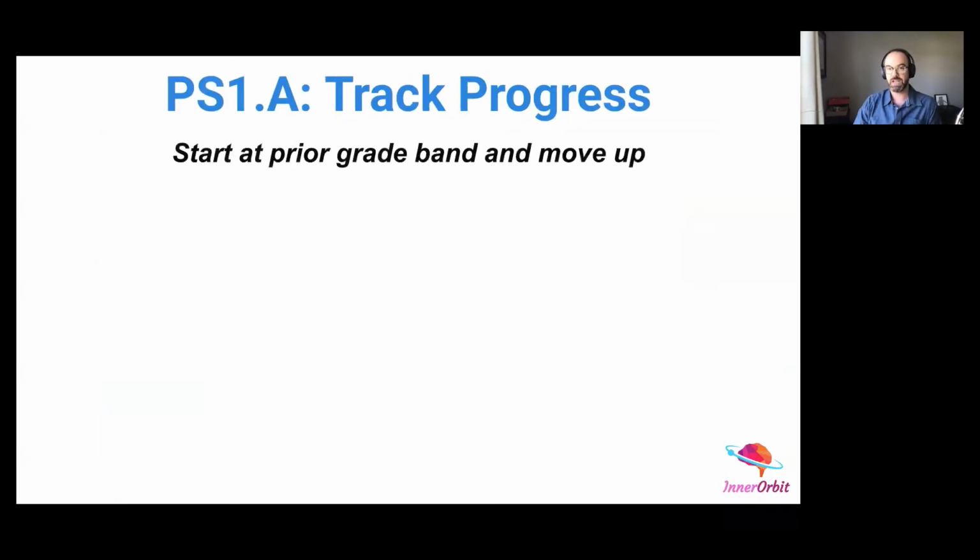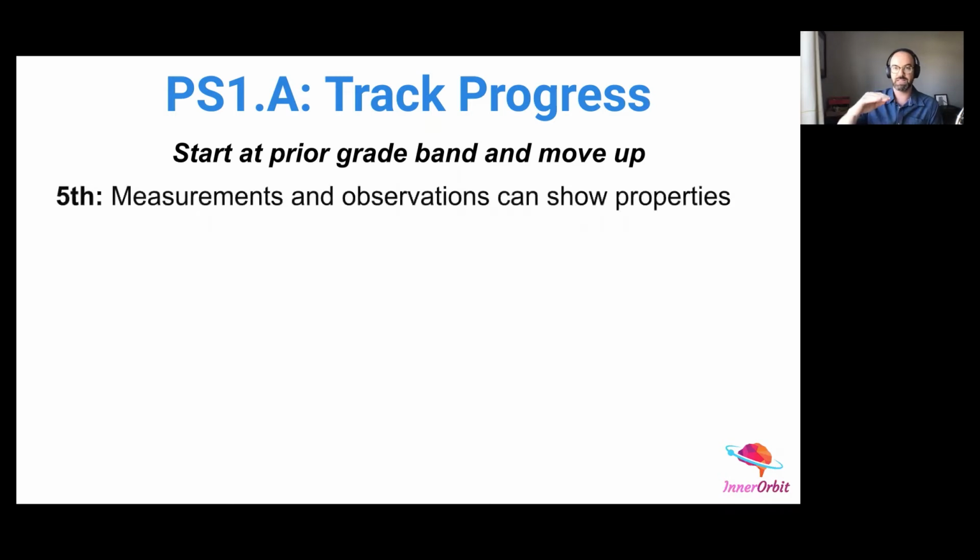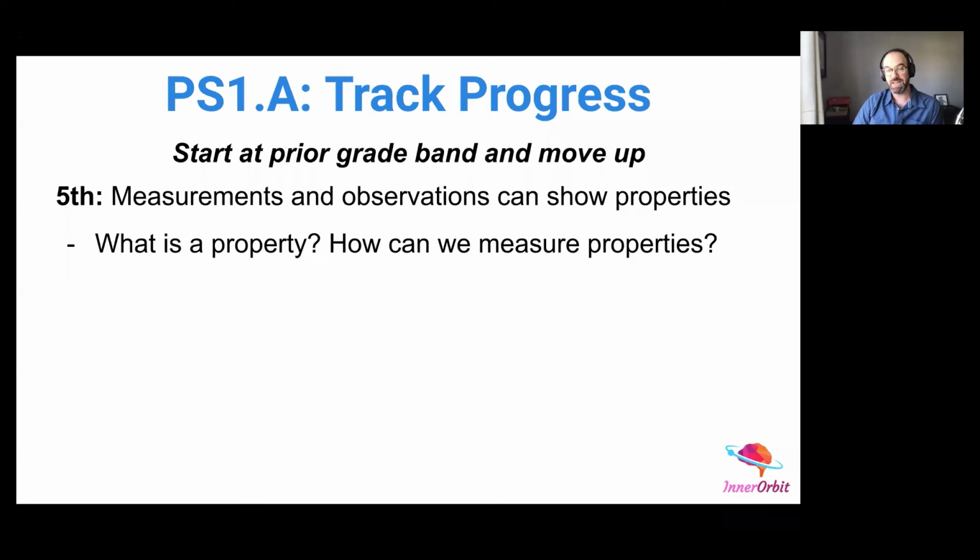So for PS1A, we're going to start at the prior grade level band and move up. So what we've done is we've just teased apart this 5th grade element and then all the steps needed to get up to the middle school level. So at first, students need to know that measurements and observations can show properties. That's the distilled version of this. So what's a property and how can we measure properties?